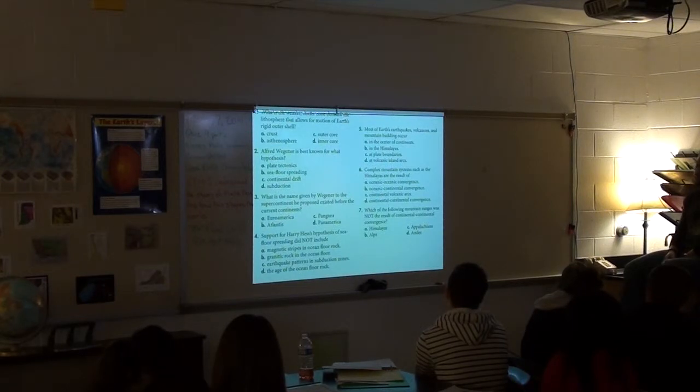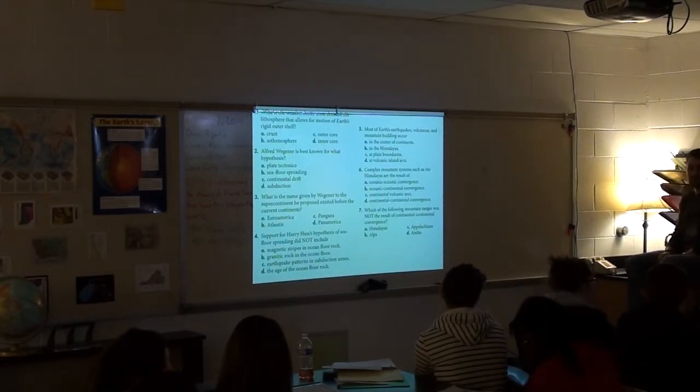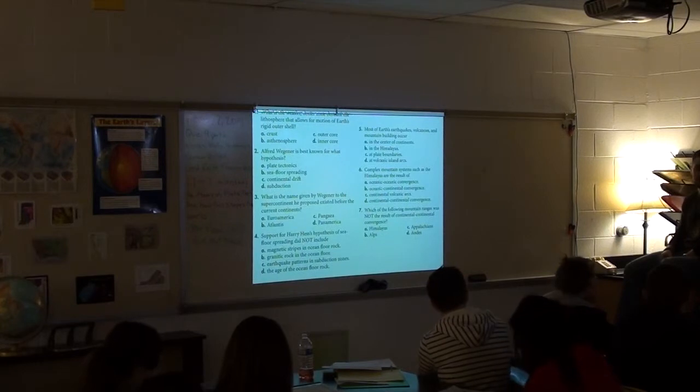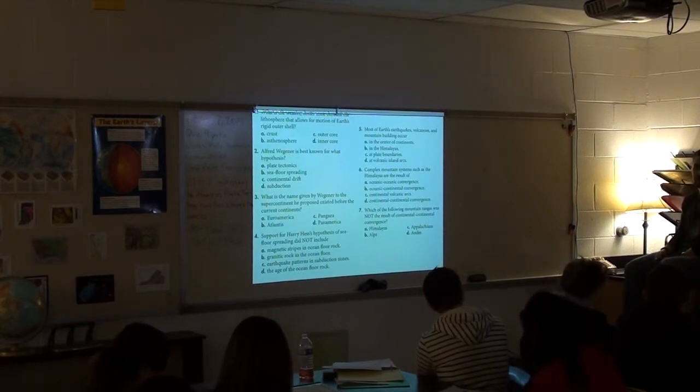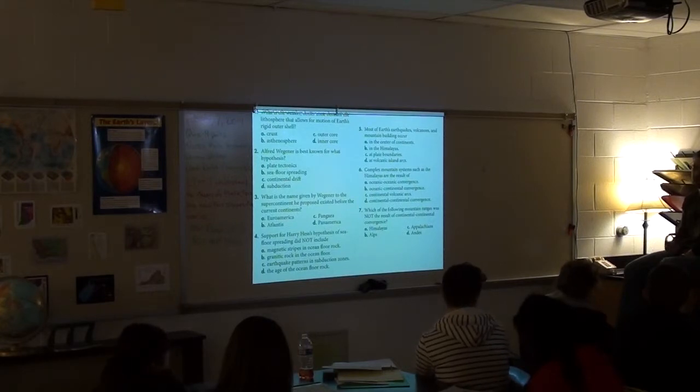Most of Earth's earthquakes, volcanoes, mountains, and so on occur... C. This is actually really important. At plate boundaries. Do we live on a plate boundary? We're going to talk about why we had a big earthquake and we don't live on a plate boundary. Okay? But are we more likely to get an earthquake, or is, let's say, the Rockies more likely to get an earthquake? The Rockies.